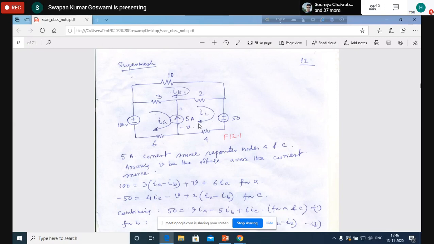Now can you write the KVL equation for loop A or loop B or loop C? Sorry, for loop B you can write the KVL expression. What is that? It is 10 IB plus 2 into IB minus IC plus 3 IB minus IA equal to 0. It is very simple. You can write this equation. But for loop A or loop C, can you write the KVL equation?